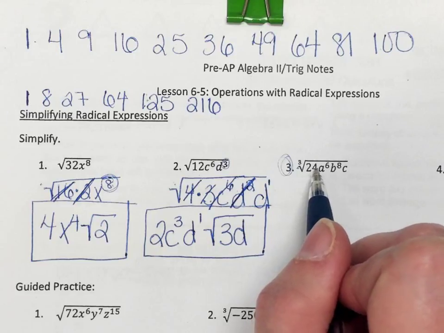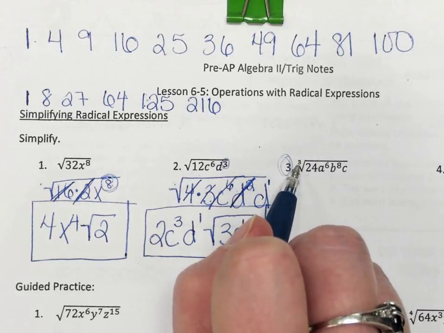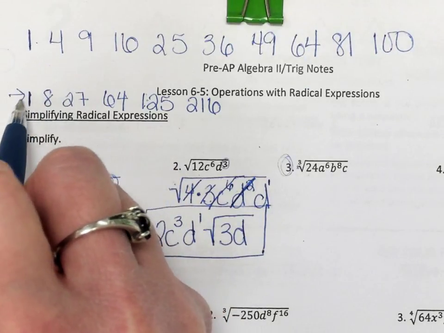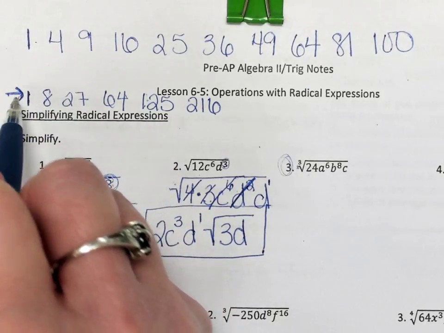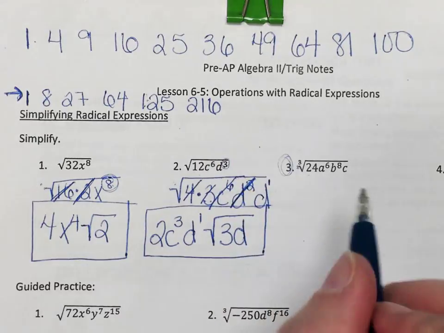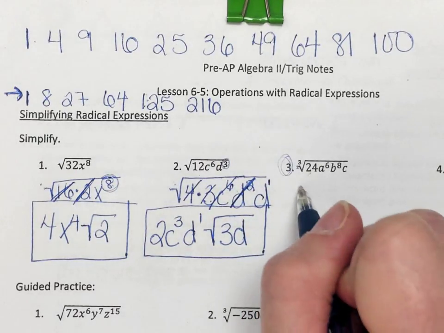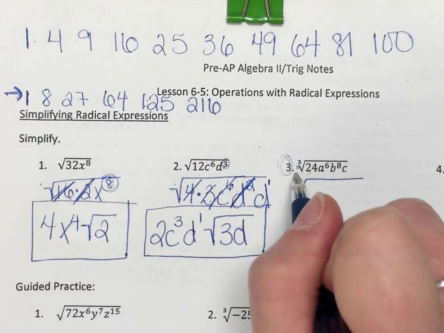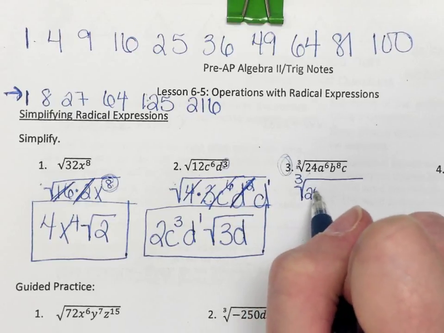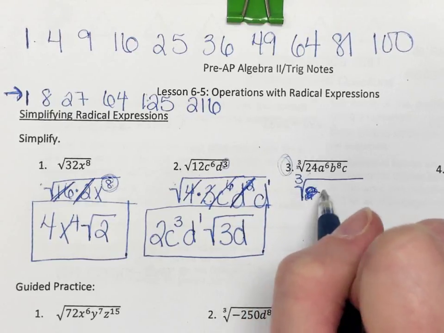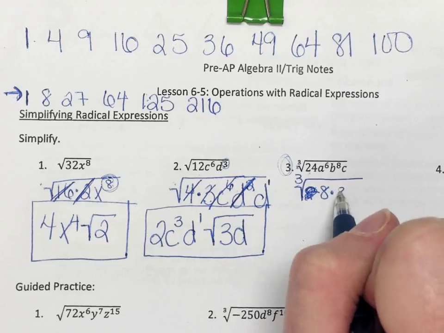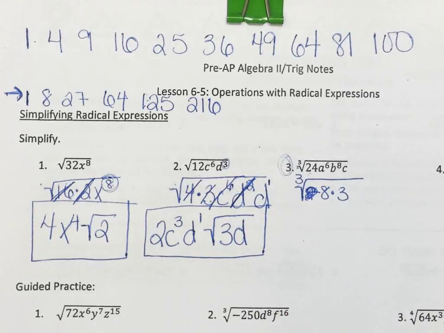Okay, now here's be careful, okay? What kind of root is this? So you have to look at these numbers right here, okay? Which one of those numbers will divide into 24? 8. Okay, so 8 times what is 24? 3. Now you cannot forget to put that cube root. Y'all okay so far?